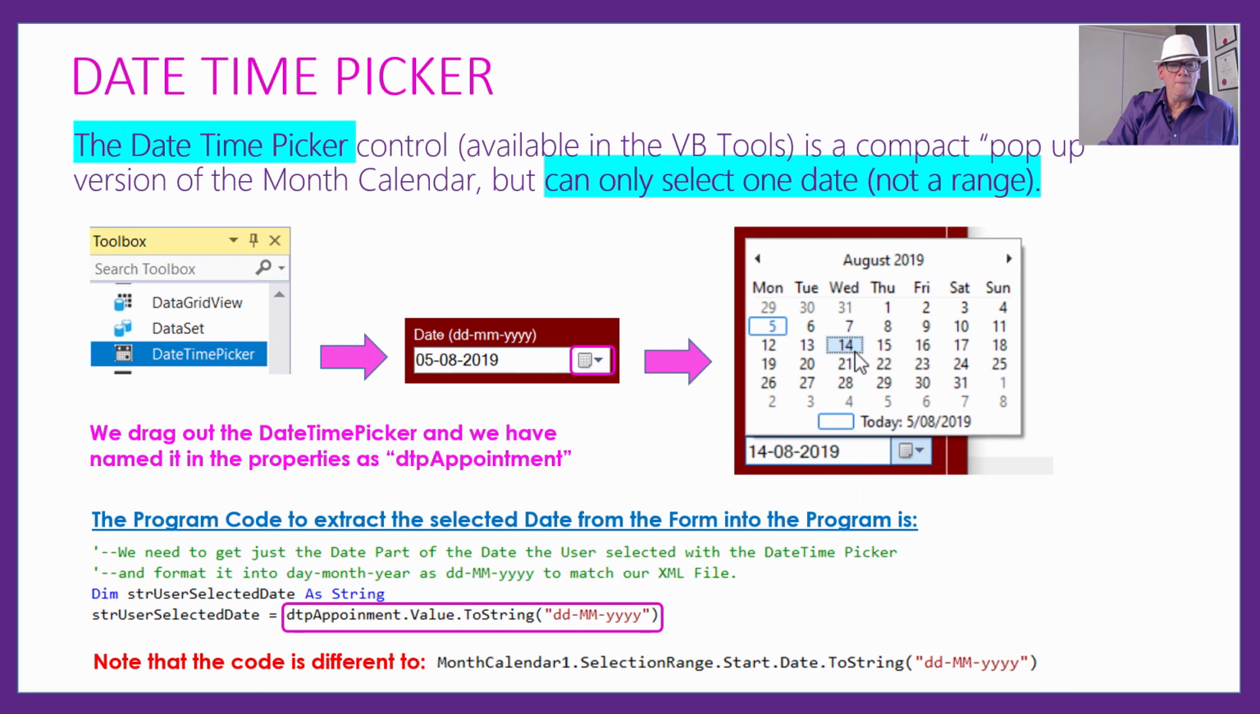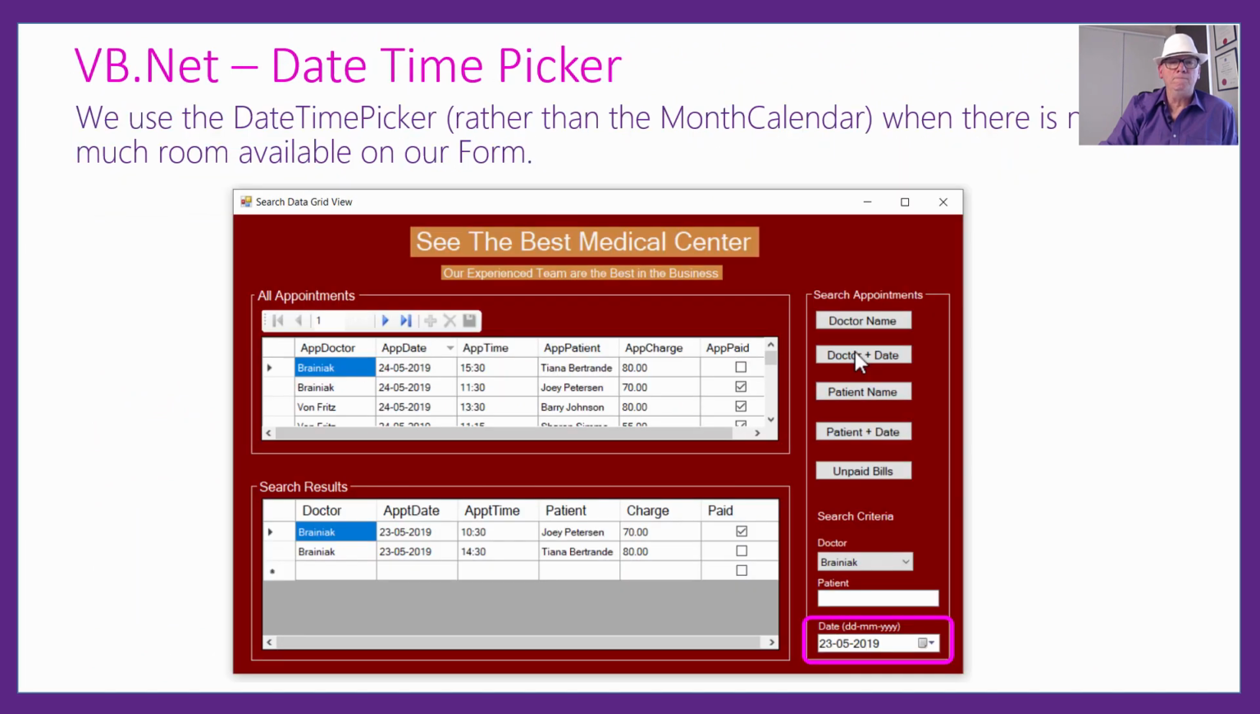Now, another thing about the date time picker is that it'll also give you the time. So it needs to be reformatted there to just pull out the date, all right? If you just grab the date time picker value, what's going to happen is you will get the time as well, and you may not want the time, okay?